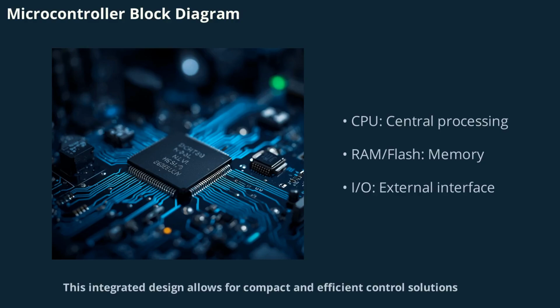A microcontroller's block diagram typically includes the CPU, RAM, flash memory, and various I/O ports. This integrated design allows for compact and efficient control solutions. Understanding the block diagram helps you visualize how data flows within the MCU and how it interacts with external components.